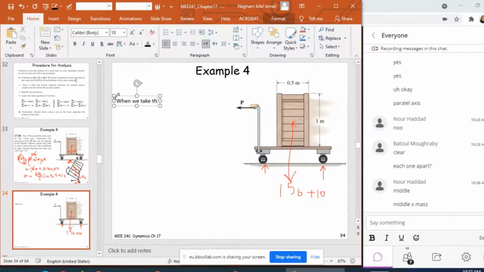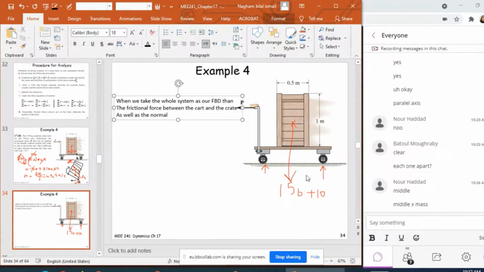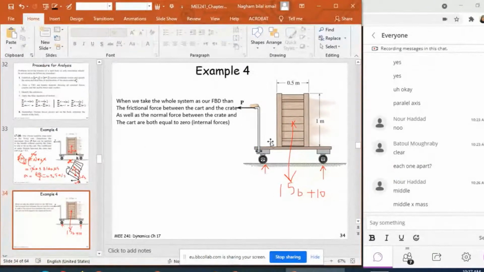When we take the whole system as our free body diagram, then in this case, the frictional force between the cart and the crate, as well as the normal force, not these 2 normal forces, no, the normal force between the crate and the cart are both equal to 0, because they are internal now. Internal forces are in this free body diagram, right? But guys, if I take this as my whole free body diagram, then these forces will be internal, right? So they are equal to 0.